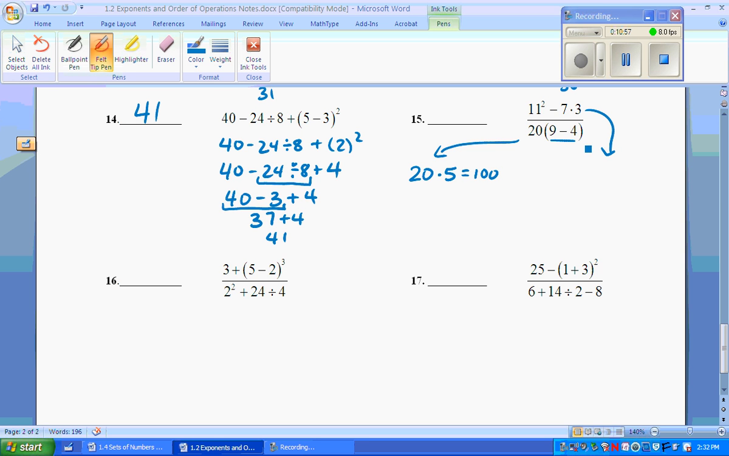The top looks like we're doing exponents, 11 squared, so that's 121, minus 7 times 3. Well, that's 121 minus 21, and that's 100 also. So we have 100 over 100, which gives you an answer of 1. Uno.